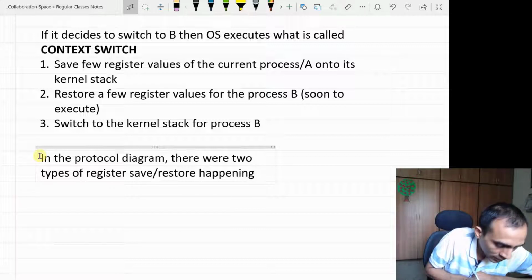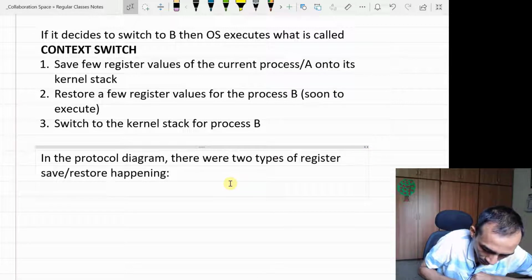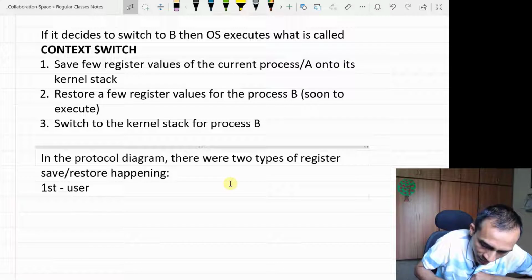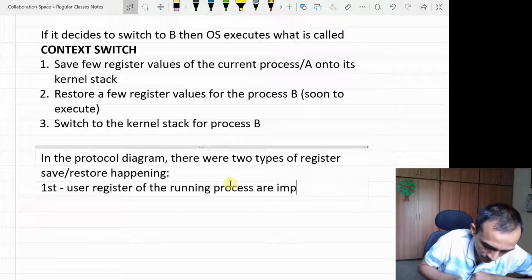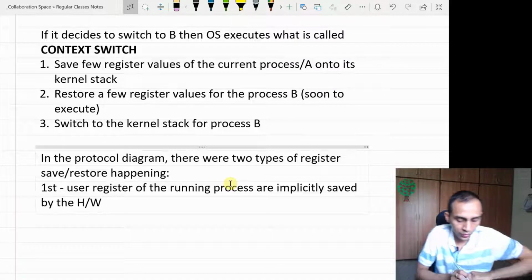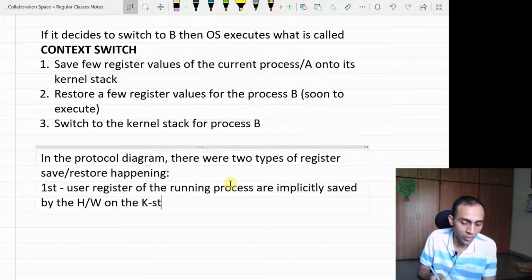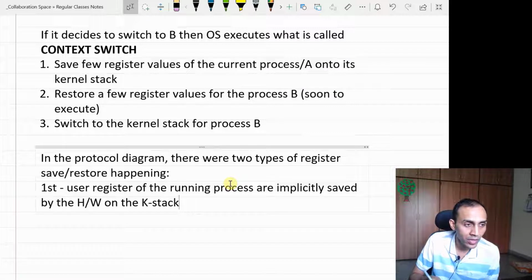The first one was what we called user context, where the user registers of the running process are implicitly saved by the hardware on the kernel stack of that process. This is the first one, which we have already seen even during system call handling: the user registers are saved by the hardware on the kernel stack of that process.